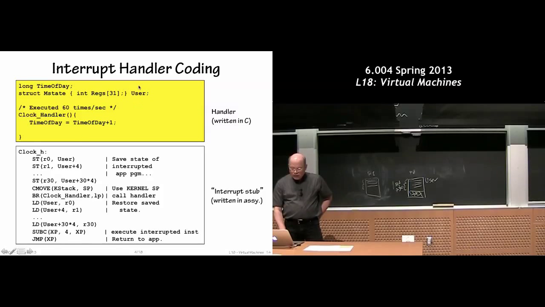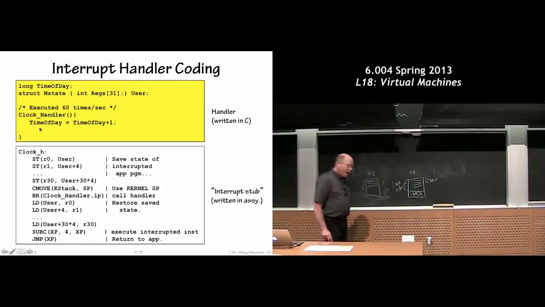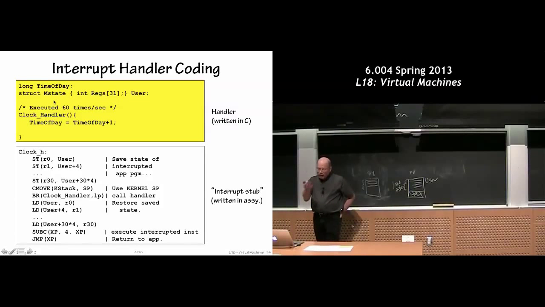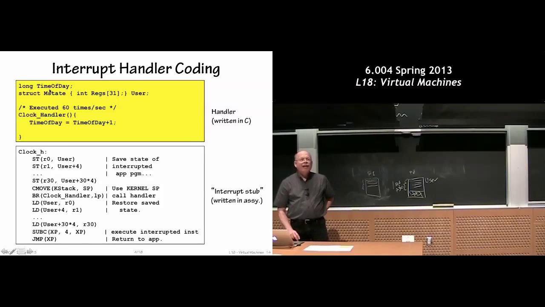So we have this user data structure, and then this is the C code that we expect to run whenever the timer interrupt goes off. When this function gets called, it simply increments the time of day. It looks like we're interrupting every 1/10 of a second, and the time of day is in 1/10ths of a second, because we simply increment the time of day by 1.